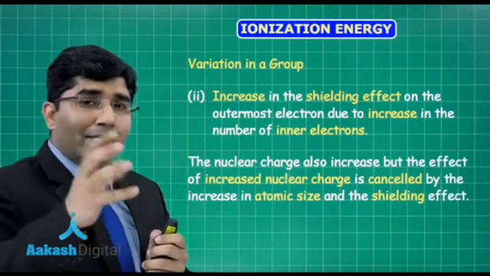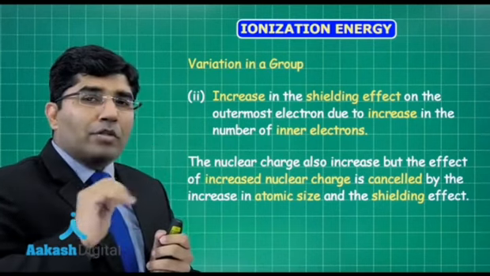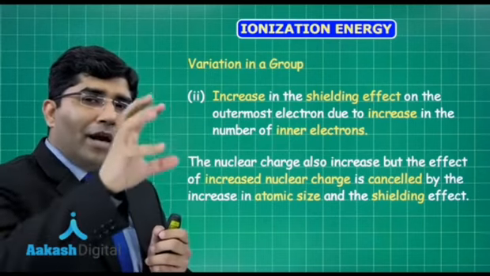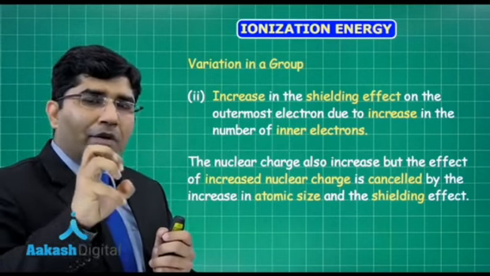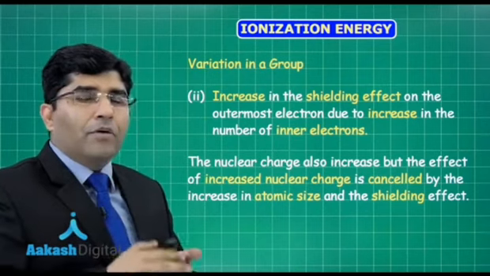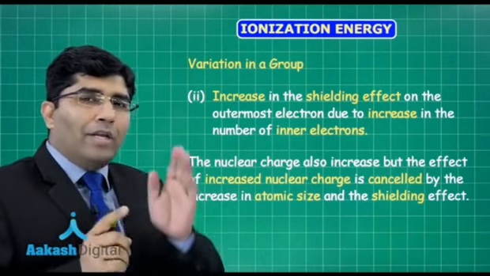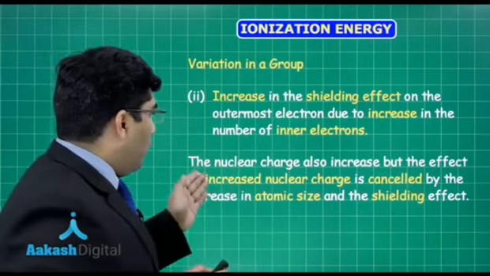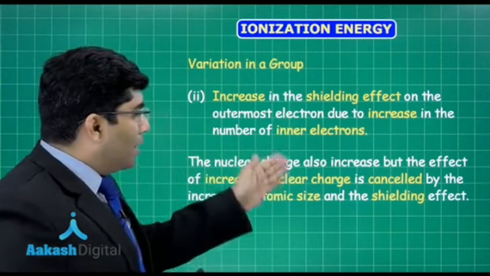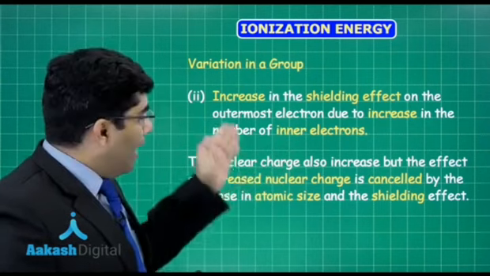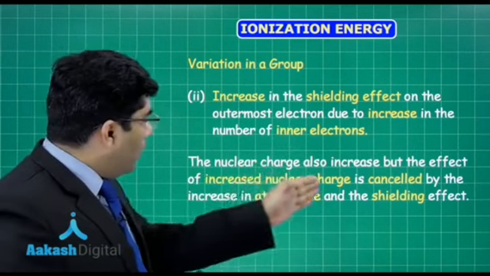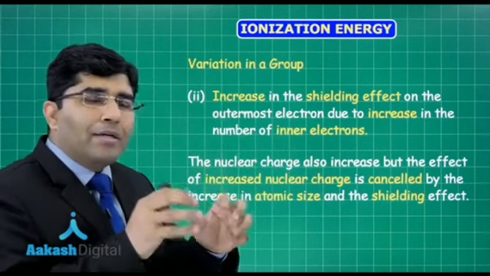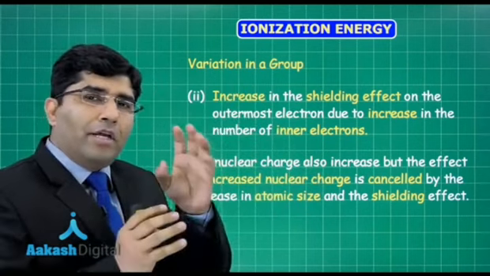If nuclear charge is increasing, then the number of protons is increasing, so there will be more positive charge. And if there is more positive charge, it will attract the electron and it will increase the ionization energy. But what happens? There is not only a single factor for ionization energy. There are 5 factors. So the increased nuclear charge is cancelled by the atomic size and shielding effect. The increase in the atomic size and shielding effect suppress the effect of the nuclear charge.